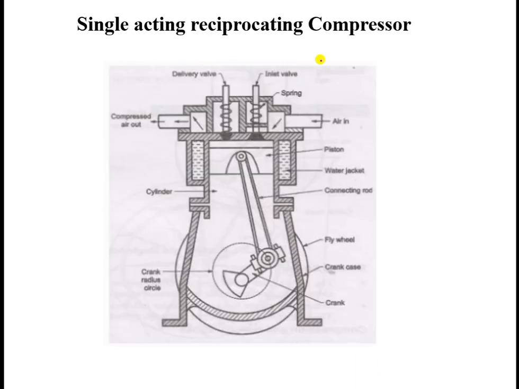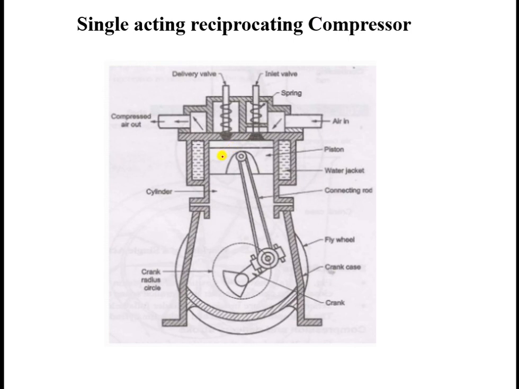We are just concentrating on the single acting reciprocating air compressor as far as our syllabus is concerned. This diagram shows you the various components or parts of the single acting reciprocating compressor. There is a difference between a single acting reciprocating pump and a compressor. We are not dealing with pumps here; we have already dealt with the pump, that is, the centrifugal pump. Here it is the single acting reciprocating compressor.